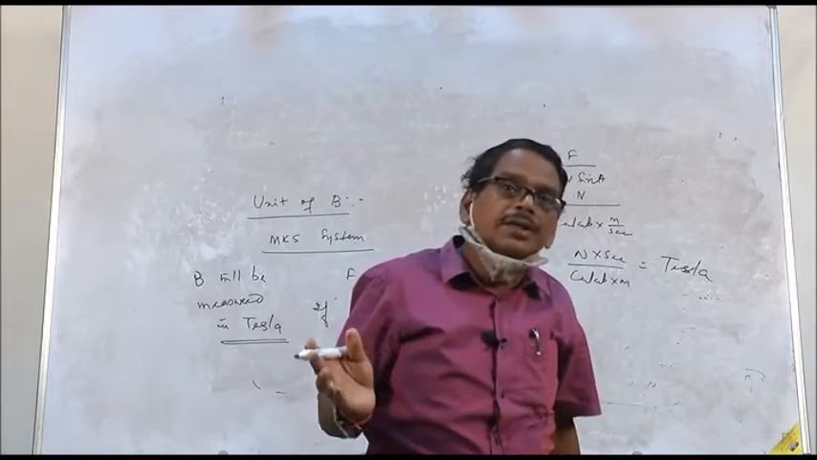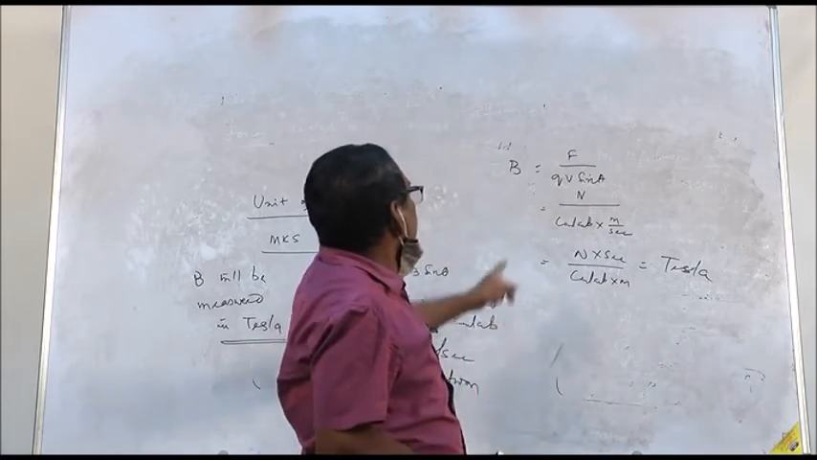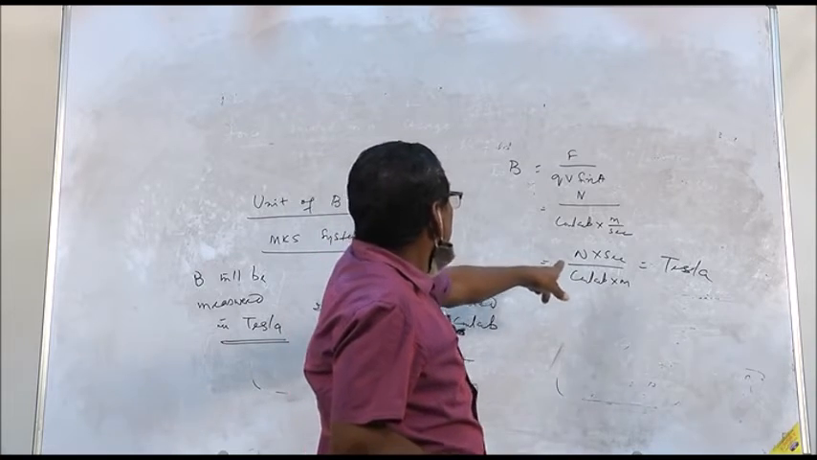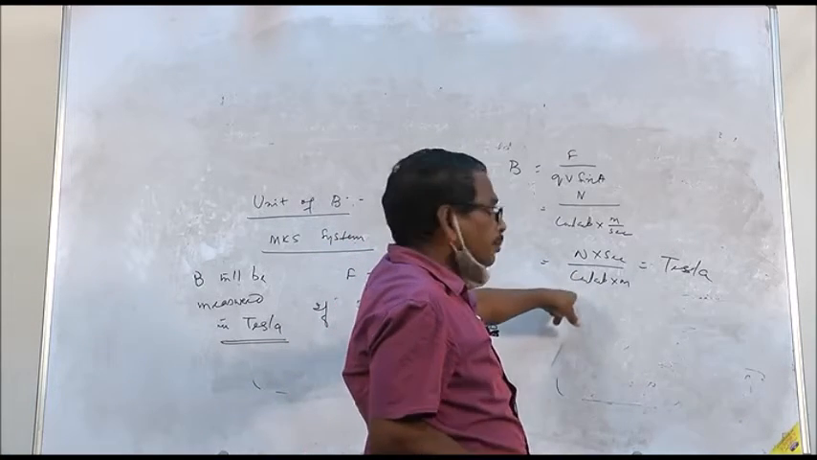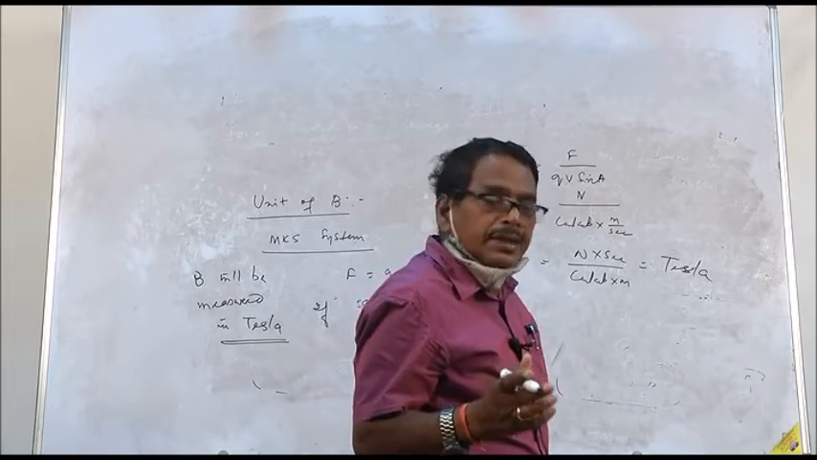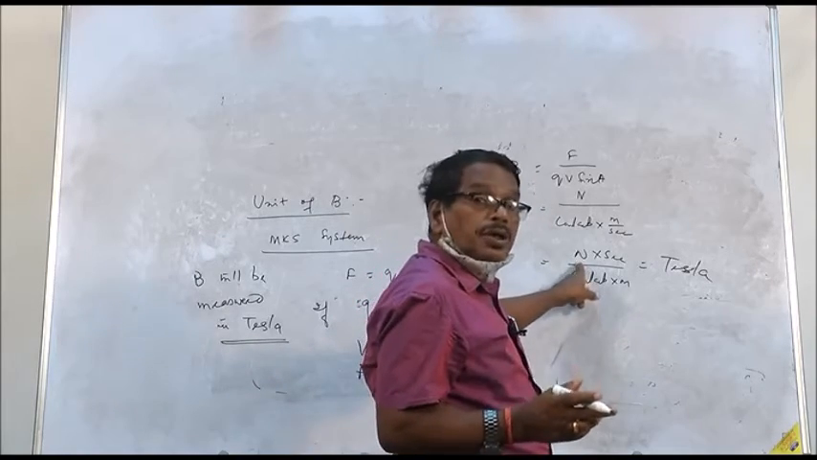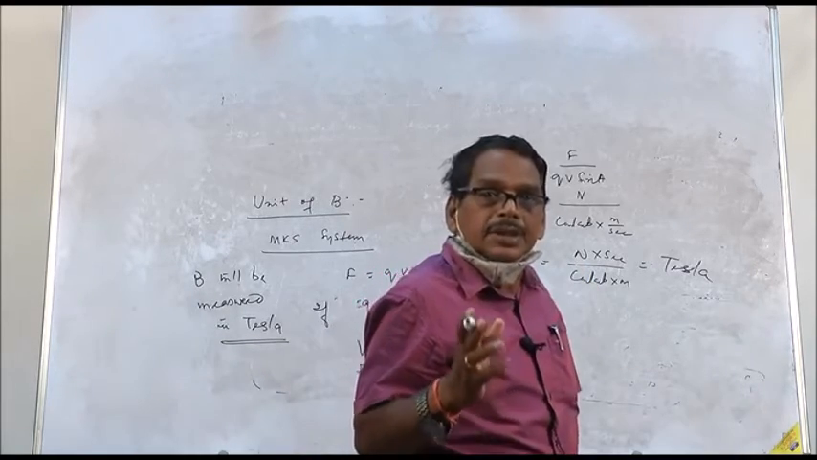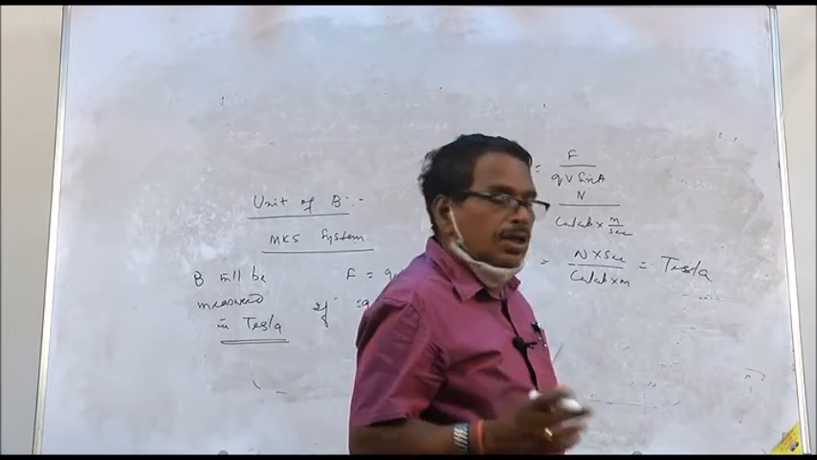How to define 1 Tesla? 1 Tesla will be that if charge is 1 Coulomb, velocity is 1 meter per second and force is 1 Newton, then in that case the strength of the magnetic field will be 1 Tesla.